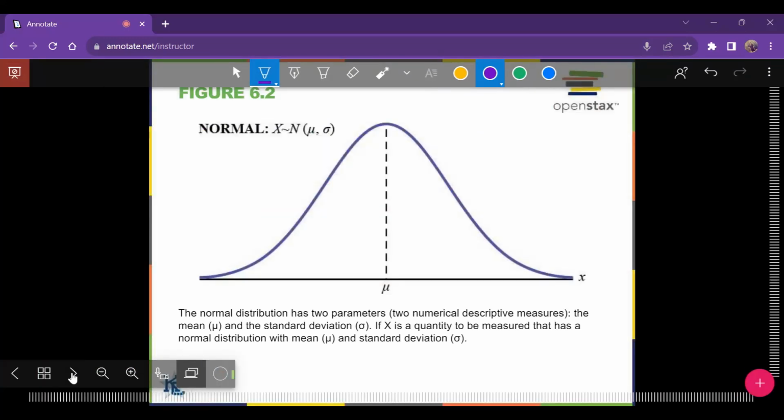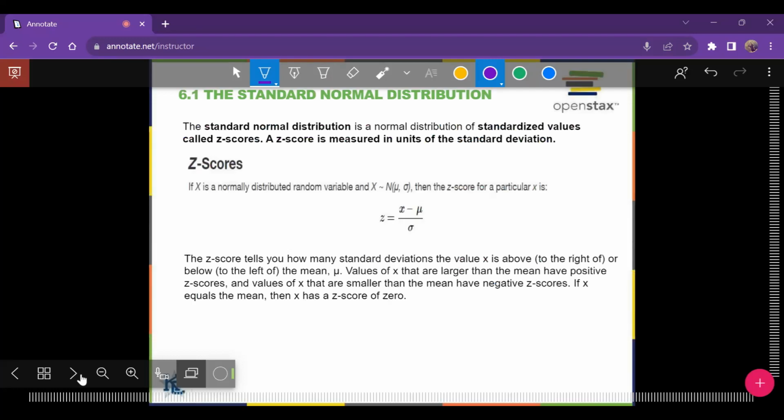So this gives you the main idea of a normal distribution. A normal distribution is entirely defined by its mean and its standard deviation. It's a symmetric function, which means you can fold it in half at the mean. And so this is what a normal distribution looks like. It's bell-shaped.